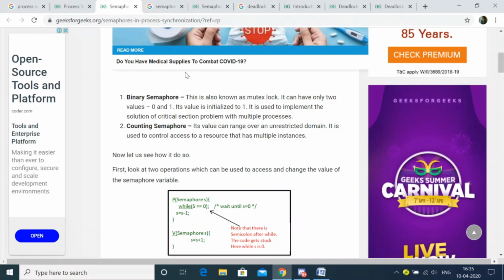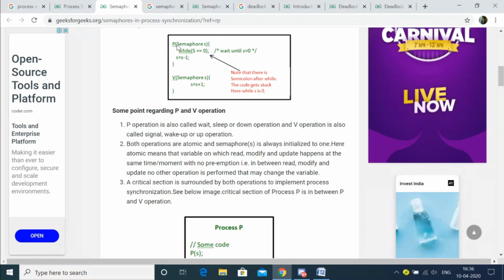Let's say, for example, we have this piece of code. If you look here, there are two sections. One is P. P is basically the wait function, the wait part of the program. V is basically the signal.